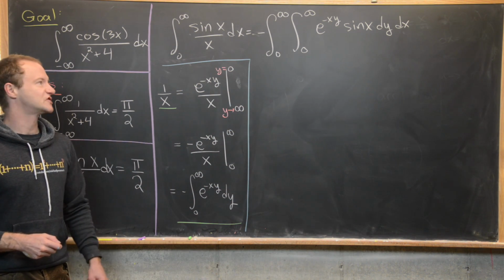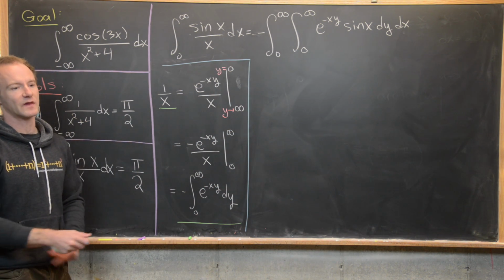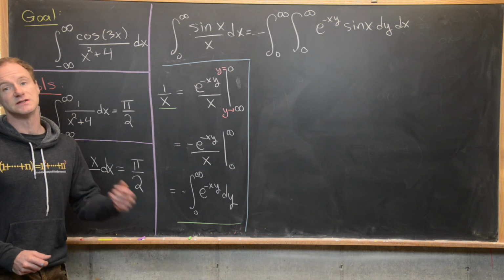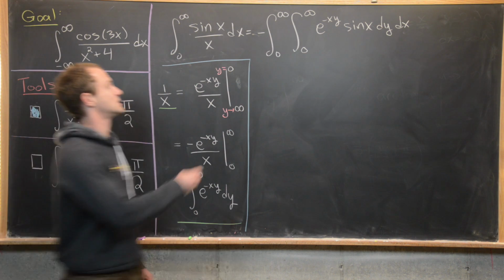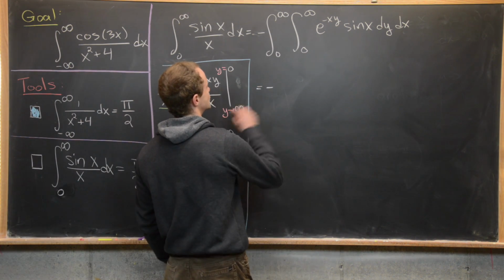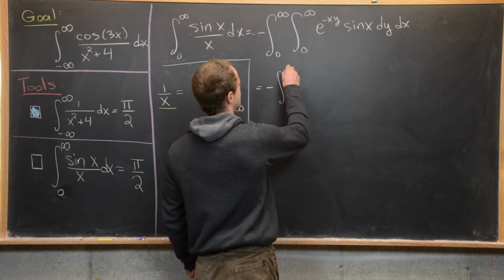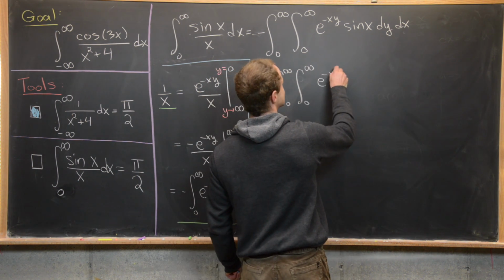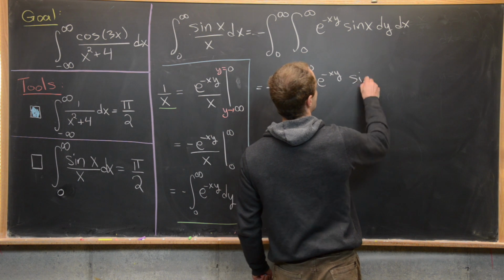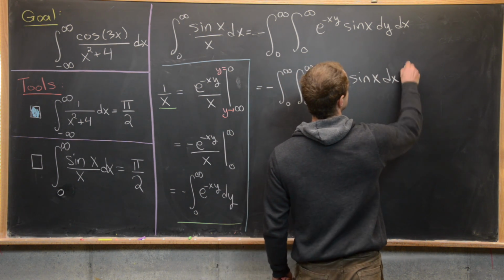I've got a video on the channel already where we look at a case where Fubini's theorem doesn't work, so try to find that if you're interested. Okay, let's change that order of integration. So we've got minus the integral from 0 to infinity of the integral from 0 to infinity of e to the minus xy sine of x dx dy.